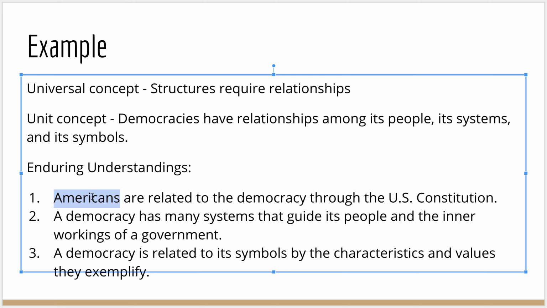So as you can see, this is almost like an open dialogue that you're having with your brain as you create these enduring understandings. Americans are related to the democracy through the U.S. Constitution. Because of the many standards that enduring understanding will support, I'm going to leave it as is. I've got both of my concept words embedded within that statement. I've got democracy and structure. I've got relationships with related. So that makes me feel really good. I want my concept words to be in my enduring understandings.